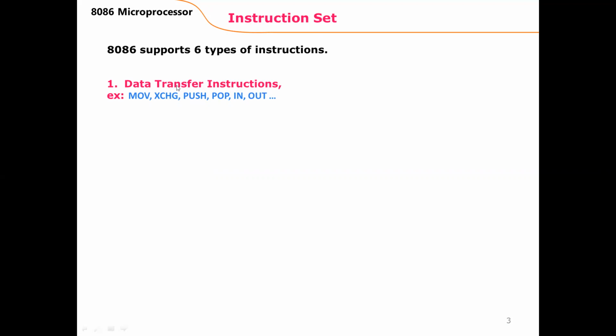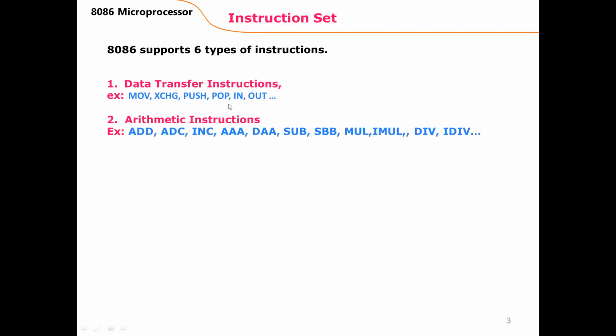It is transferred from one particular location to another destination only. Transfer means here the data is copied. Some examples of data transfer instructions, which we discussed in the last class, are move, exchange, push, pop, etc. The next type is arithmetic instructions. In arithmetic instructions, an arithmetic operation is performed on the source and destination operand, and the final result is stored in the destination location.